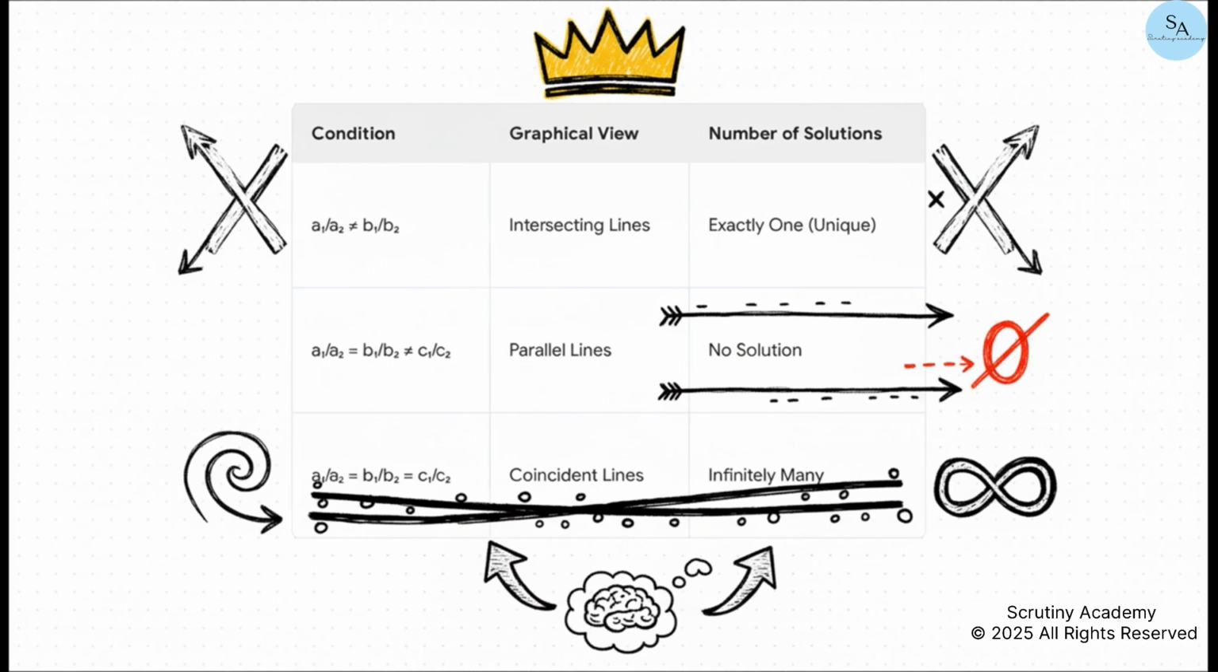If the ratio of the x's isn't equal to the ratio of the y's, bam, one solution, intersecting lines. If the first 2 ratios are equal, but they're not equal to the third one, that's parallel lines, no solution. And if all 3 ratios are exactly the same, it's the same line, with infinitely many solutions. This trick will save you so much time.